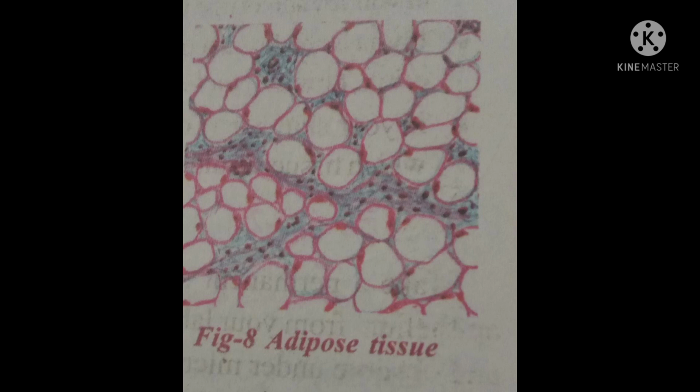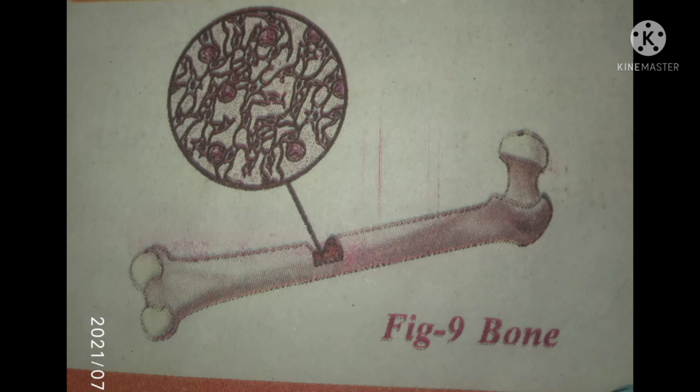Fat storing adipose tissue is found below the skin and between internal organs. The cells of these tissues are filled with fat globules. Storage of fat also acts as an insulator. Which tissue gives definite shape to the body of vertebrates?